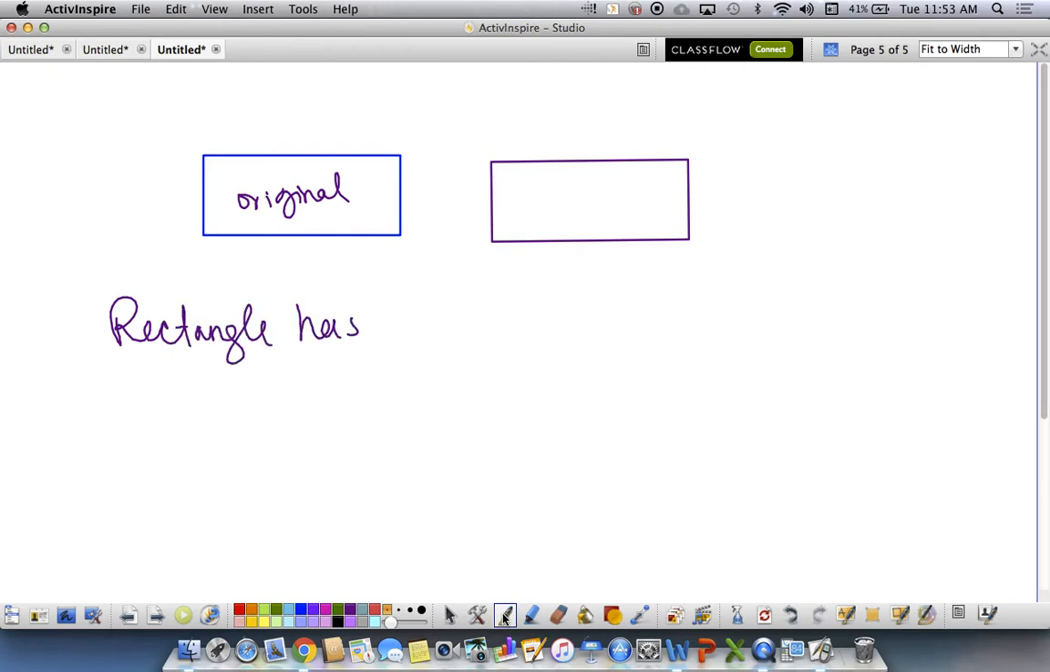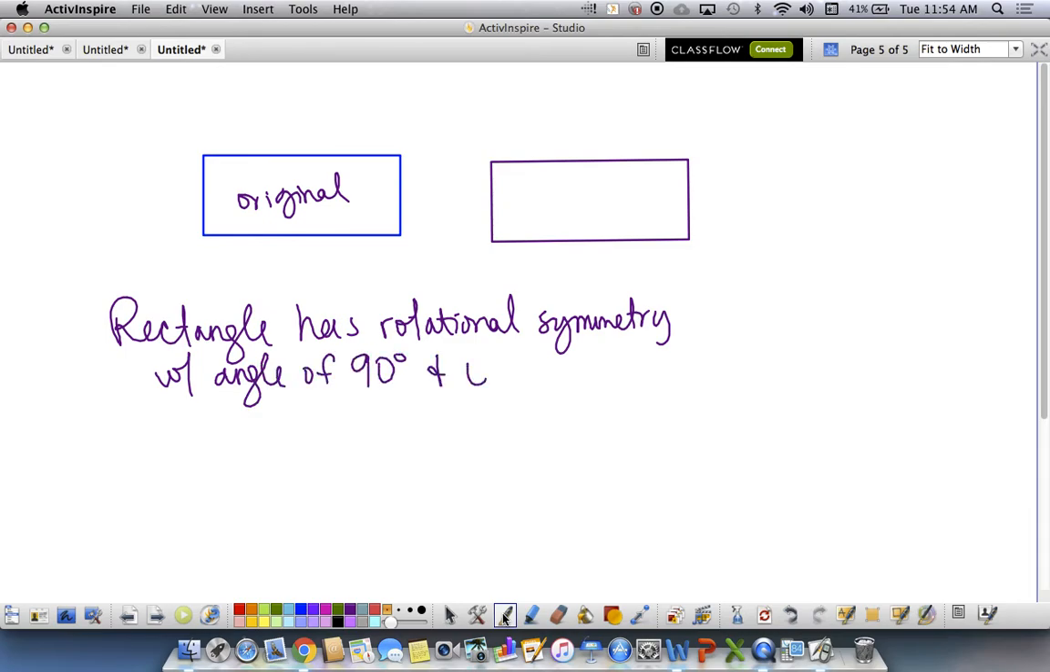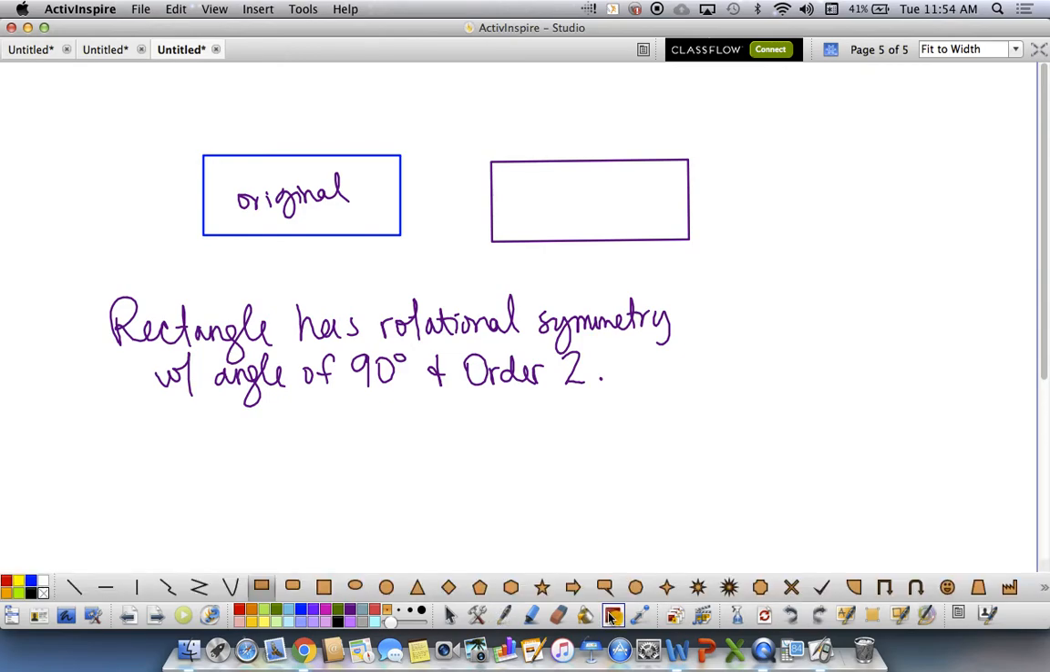Okay, so we would say a rectangle has rotational symmetry with an angle of 90 degrees and order, how many times did it land on top of itself? 2. Okay? It would be a 2 there. They talk about a square. If we were to have a square, how many times would a square land on top of itself when I rotated it?